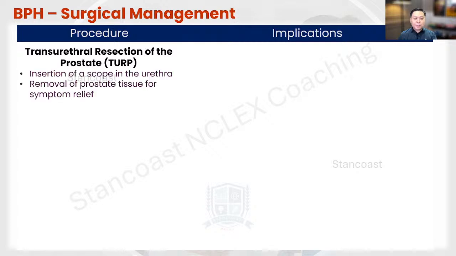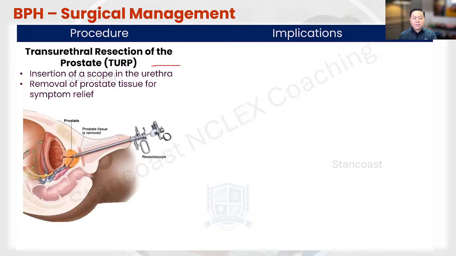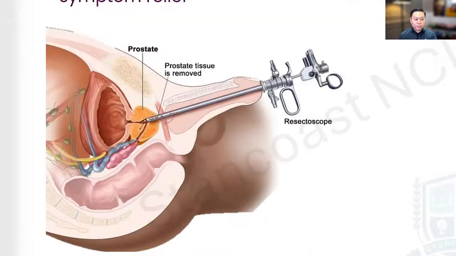benign prostatic hypertrophy. Okay, so the procedure will actually involve the insertion of a scope into the urethra in order to remove the prostate tissue, and it will give relief of the symptoms of the prostate problem. This can also be used for those patients that may have prostate cancer. What you're going to watch for after the patient comes back from the procedure is the bleeding. So I'm just going to show you real quick what this TURP really is.